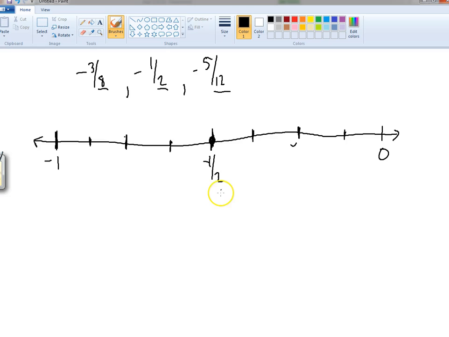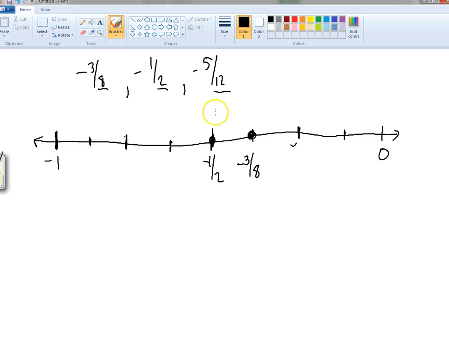The next one's a little bit more difficult. Well, before we get to that, negative 3/8 is 1, 2, 3 jumps along that way out of 4, 5, 6, 7, 8. So negative 3/8 is right here. Okay, last but not least, negative 5/12 is the next number we need to figure out.